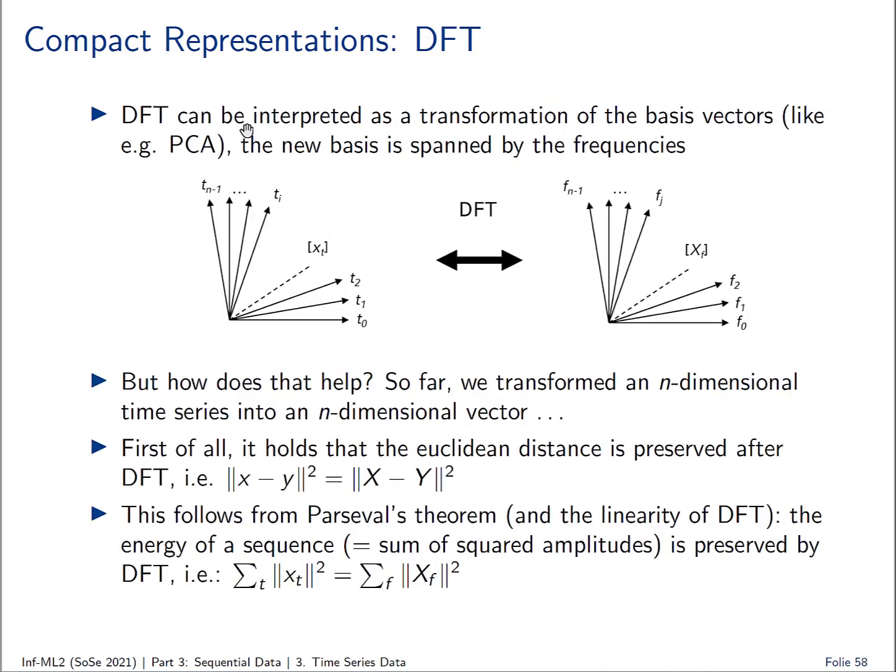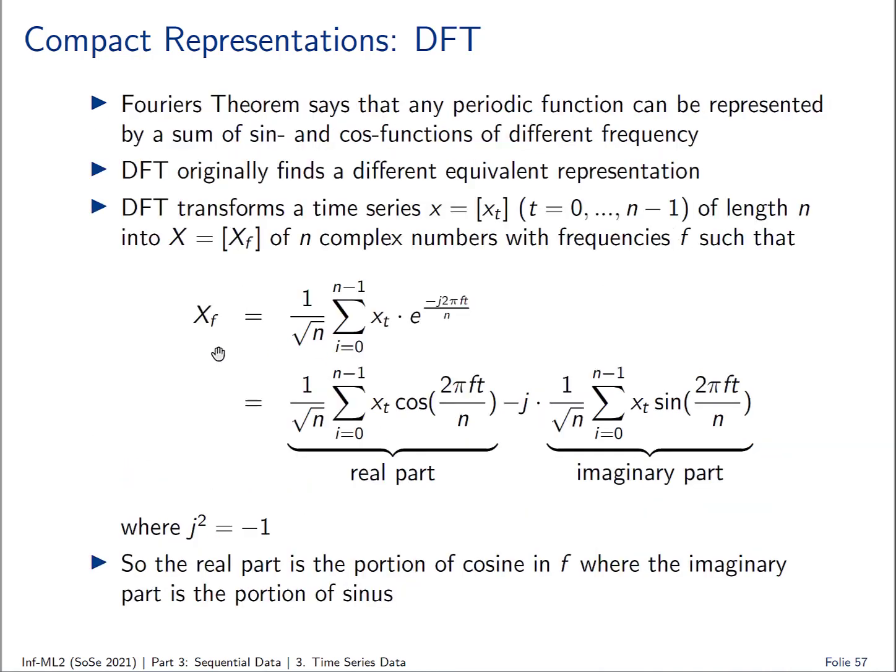And DFT can be interpreted as a transformation of basis vectors, very similar to PCA. So the new basis is spanned by the frequencies. We have the original time series, and we can interpret the time series of length n as an n-dimensional point, and DFT transforms this point into a new n-dimensional space, and the new n-dimensional space is spanned by these frequencies f here that are the corresponding dimensions of this new representation here.